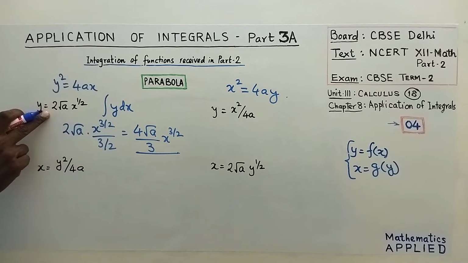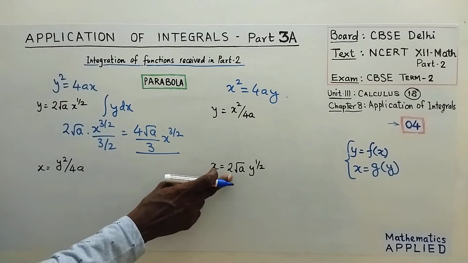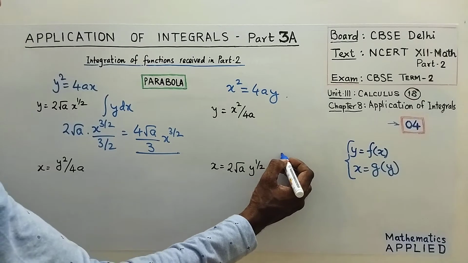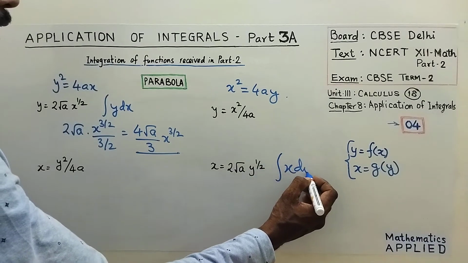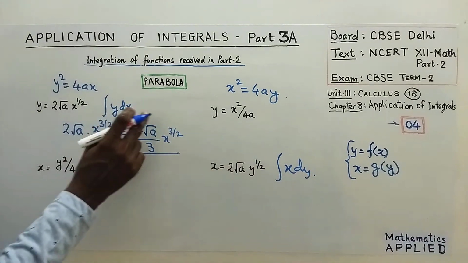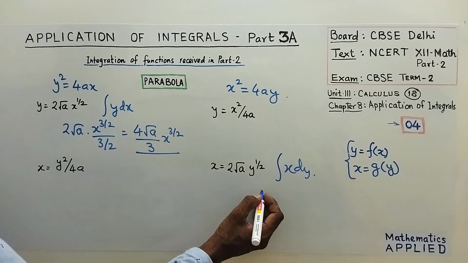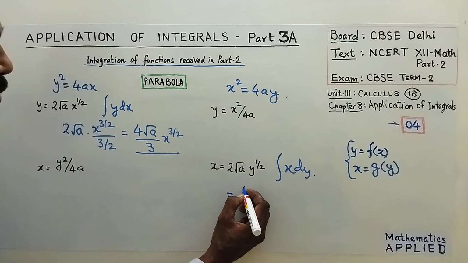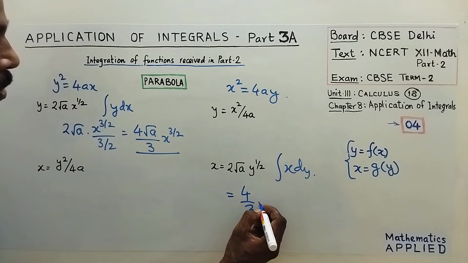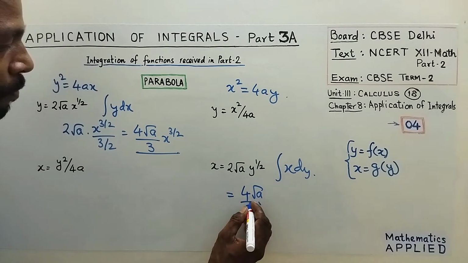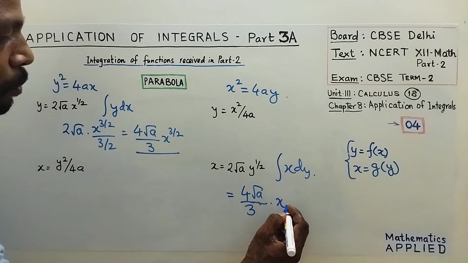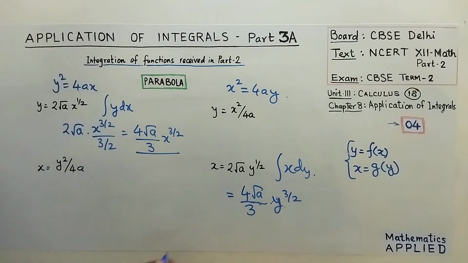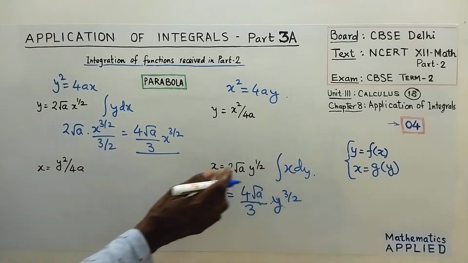Similarly, because this is the same as this, only x and y are interchanged, the integral of x dy is going to give me the same result, but with x replaced with y. So here the result is going to be 4 by 3 root a into y power 3 by 2. This is the integral of x dy.